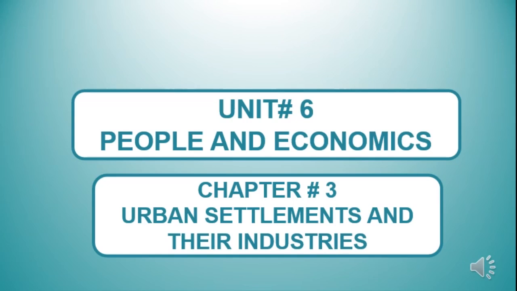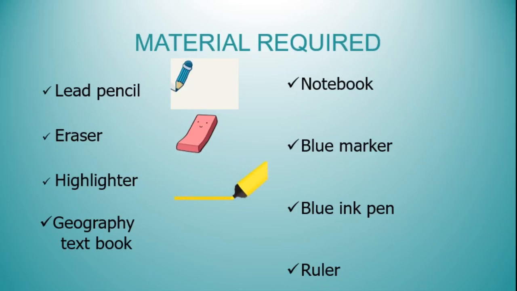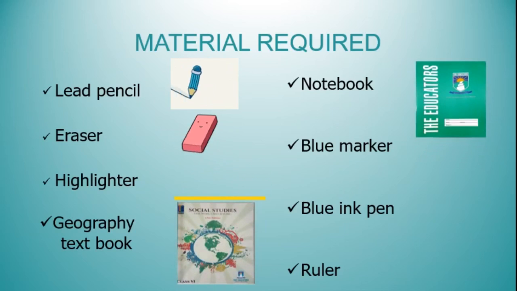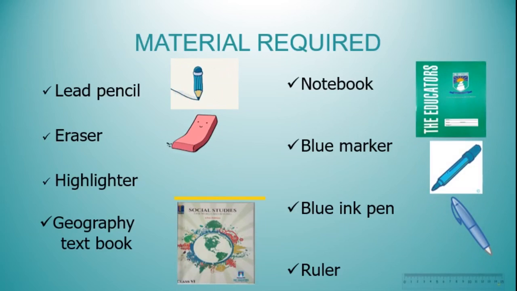Here are the things that you will need for this lesson: lead pencil, eraser, highlighter, your geography book, notebook, blue marker, blue ink pen, and a ruler. I hope that you have grabbed all these things and you're ready for your lesson.